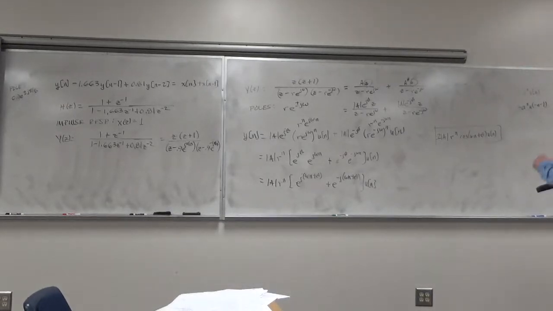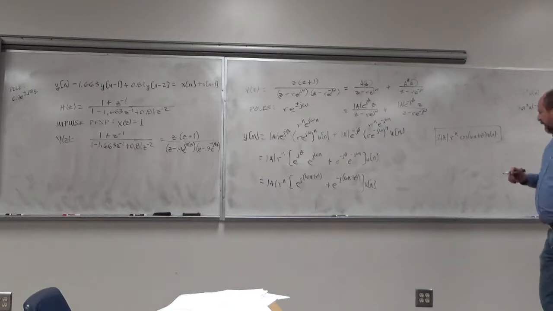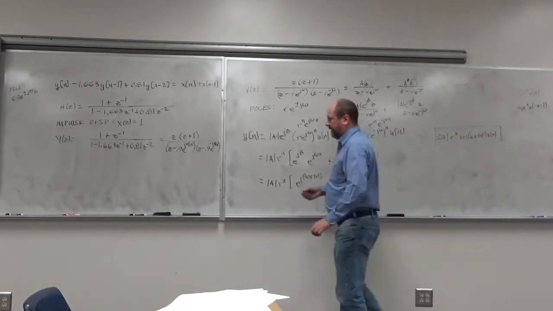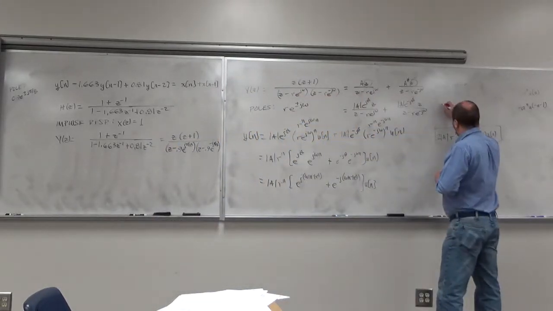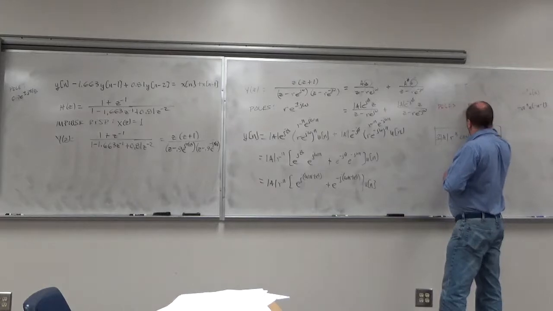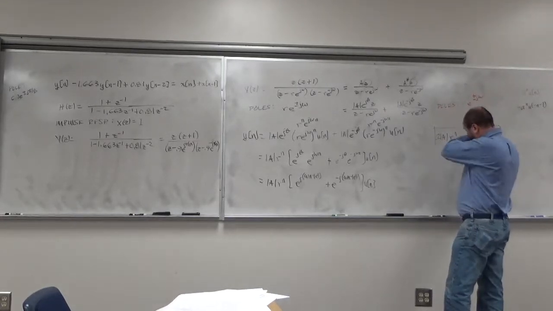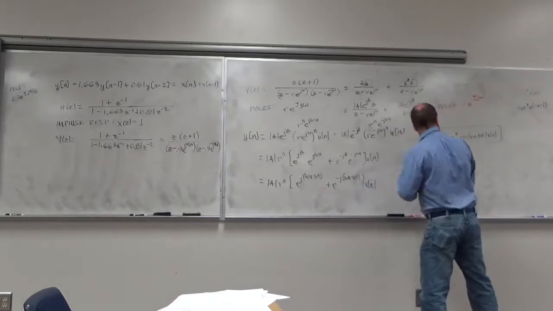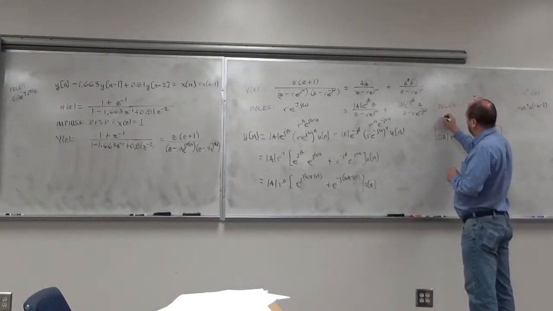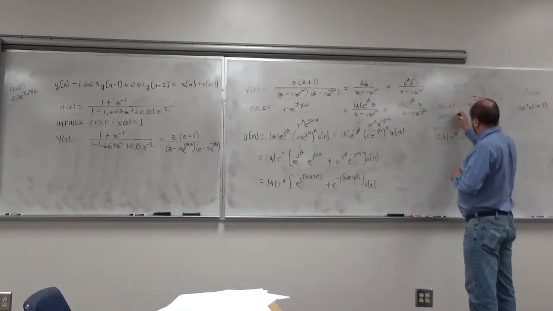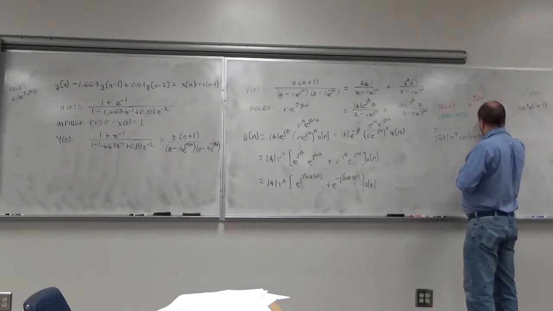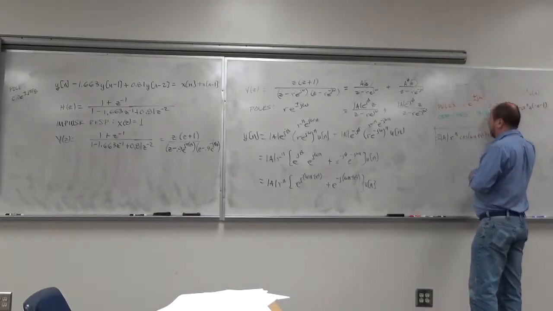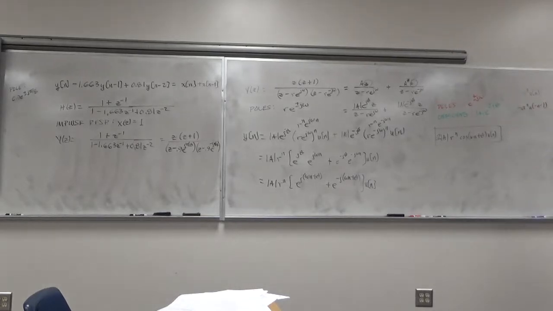Now, the final result. Tell me, thankfully I have some colored markers here. The poles are at r e to the plus or minus j omega. Okay, that's in red. The coefficients are magnitude of A, e to the plus or minus j theta, right? By coefficients, I mean partial fraction expansion coefficients.